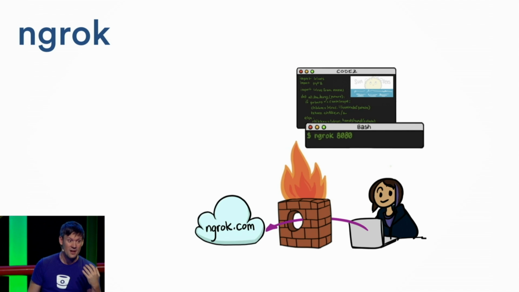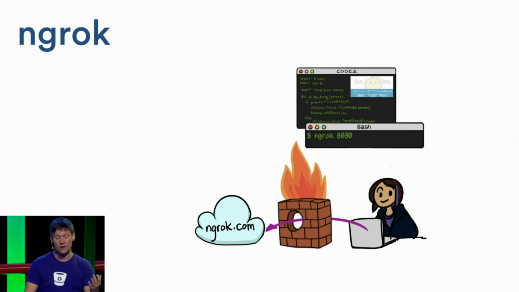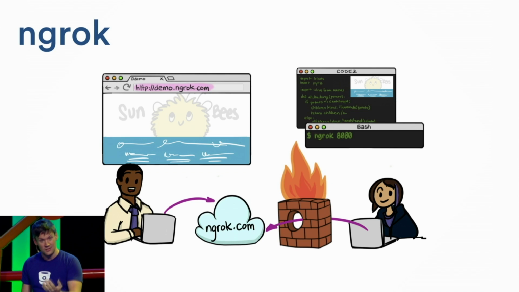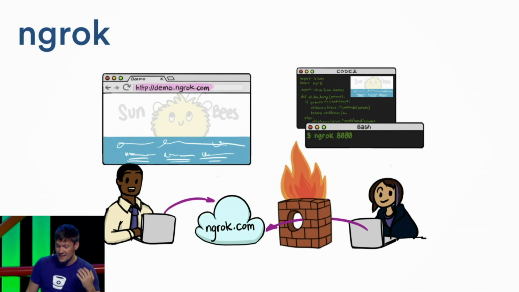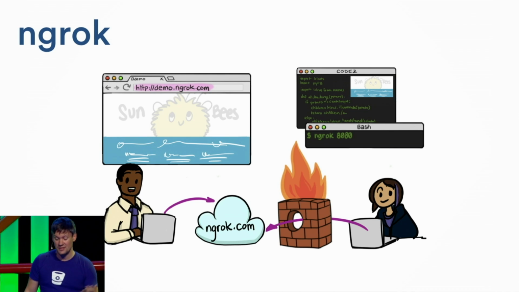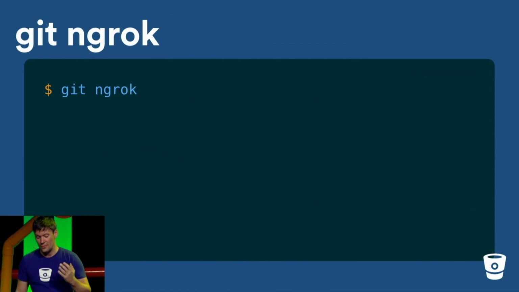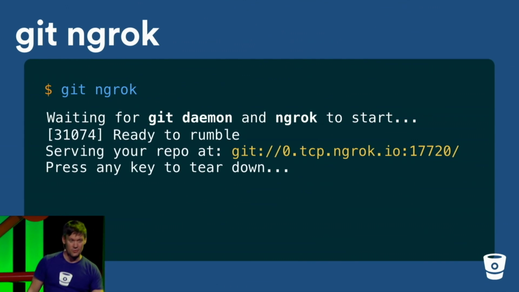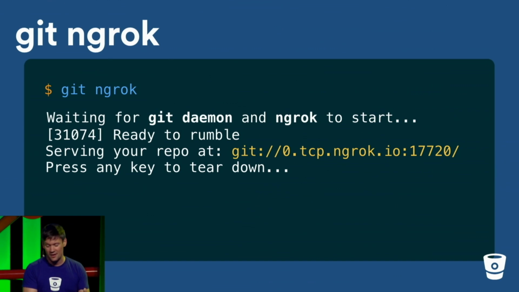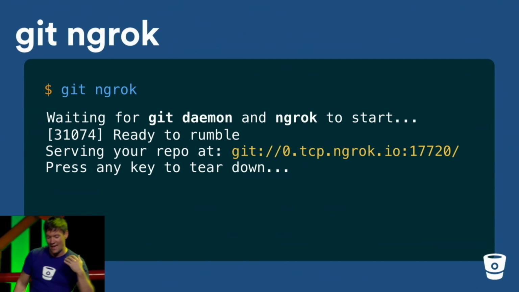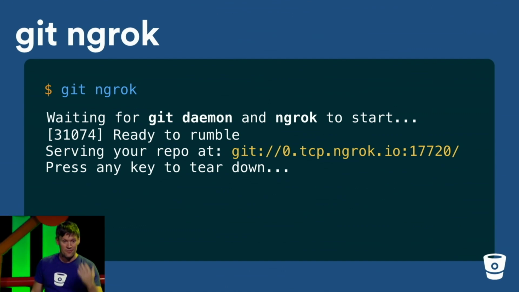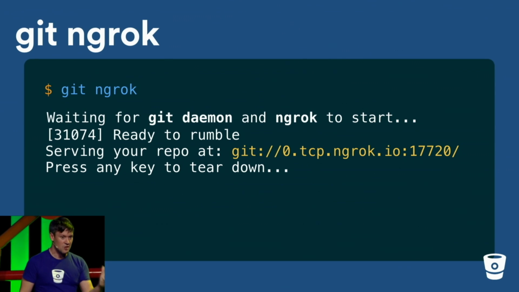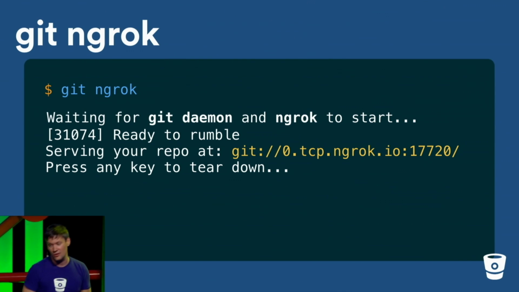So it's great if you're a web application developer and you're trying to share code with clients or anyone else who wants to access your web server. Now, they actually also support arbitrary TCP tunneling. So git ngrok actually starts up a local Git daemon and then starts up ngrok and proxies your local repository out to the public internet via the Git protocol. So you can just copy and paste that URL, send it to someone, and they can clone your work.